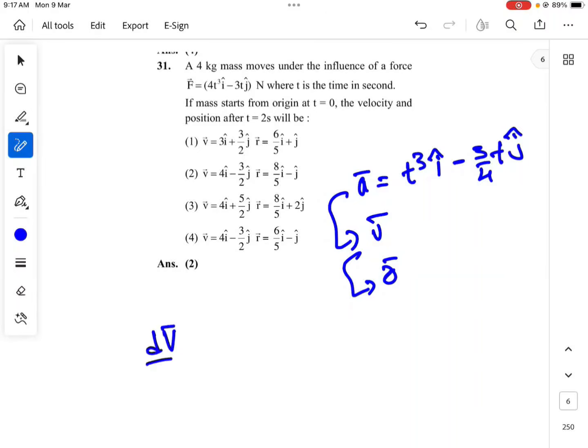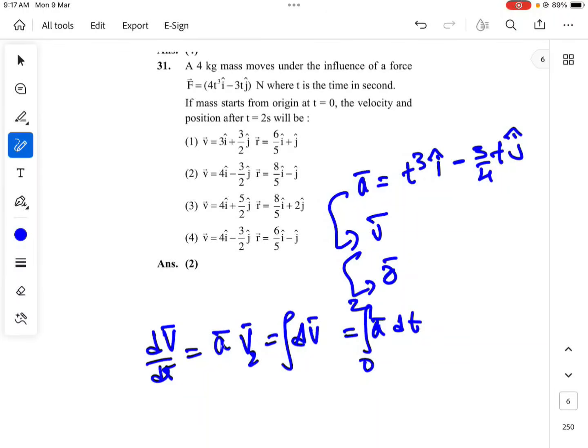v vector, dv by dt is equal to a vector. So dv is equal to a dt, integrating both the sides from 0 to 2. This will give you the velocity at 2 seconds minus velocity at 0 seconds. But velocity at 0 seconds is 0 because he says the mass starts from rest. All these things you are supposed to mind in the exam. If it doesn't say that it is starting at t equal to 0, you are not supposed to take velocity at t equal to 0 as 0. So velocity at 2 seconds you can calculate from here. You will be getting your answer.